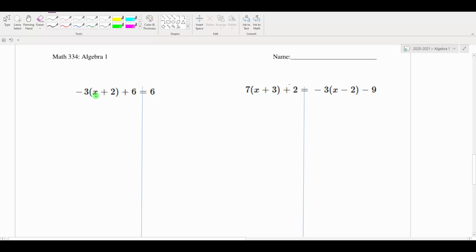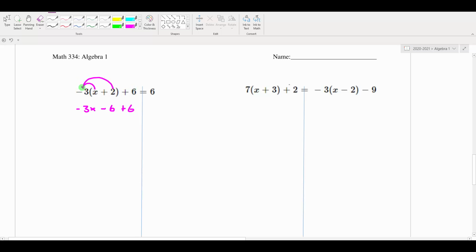So we see a parentheses. We also see this number on the end over here, so we might have some combining of like terms that we need to do. Well, let's see what happens. I'm going to start by trying to get rid of those parentheses. So I'm going to take this negative 3. I'm going to distribute it to each term inside of the parentheses, right? So I do negative 3 times x, which is negative 3x. And then I do negative 3 times positive 2. That's going to be a minus 6. And then we still have this plus 6 on the end.